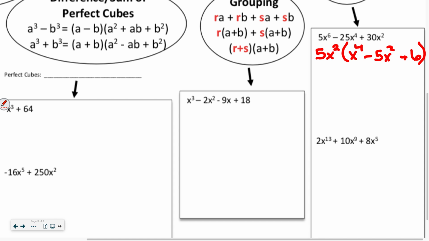So now instead of factoring a trinomial with x to the 6th, x to the 4th, x squared, I'm just factoring a polynomial with x to the fourth, x squared, and a constant term, and those are probably easier for you. So then my next step, I got to keep this 5x squared.